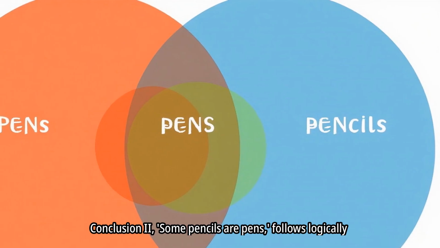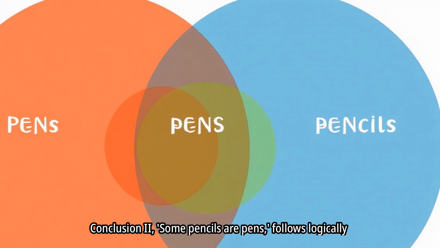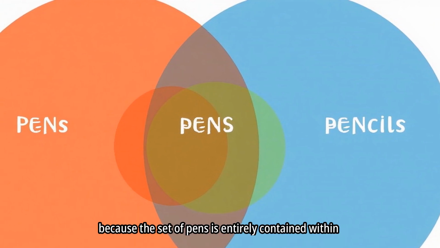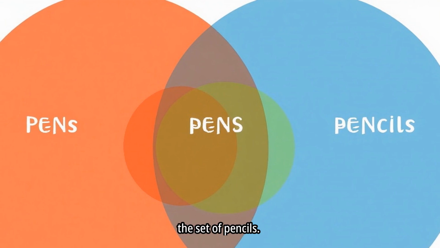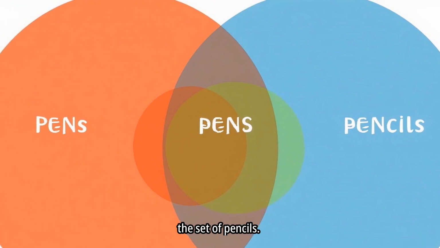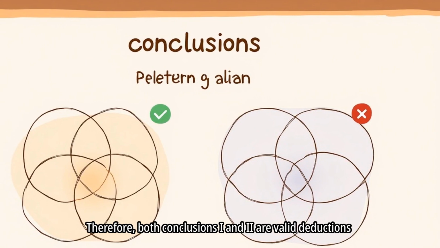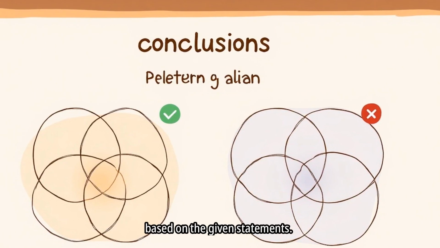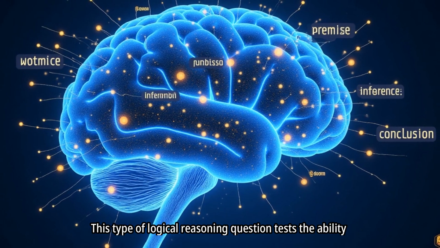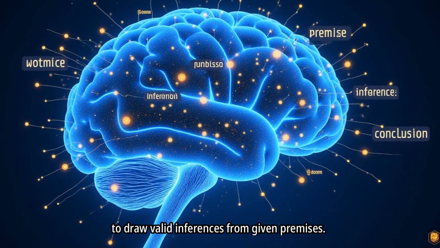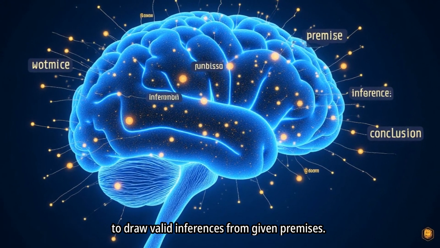Conclusion 2, "Some pencils are pens," follows logically because the set of pens is entirely contained within the set of pencils. Therefore, both conclusions 1 and 2 are valid deductions based on the given statements. This type of logical reasoning question tests the ability to draw valid inferences from given premises.